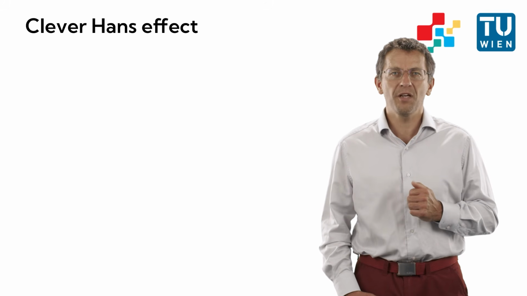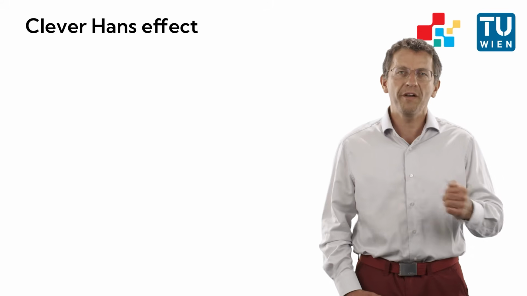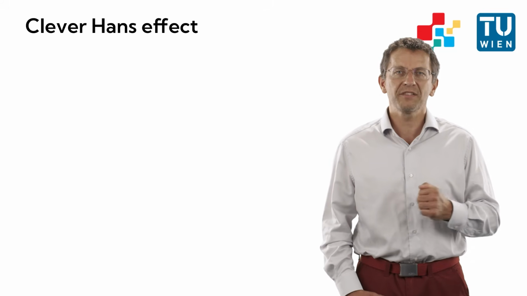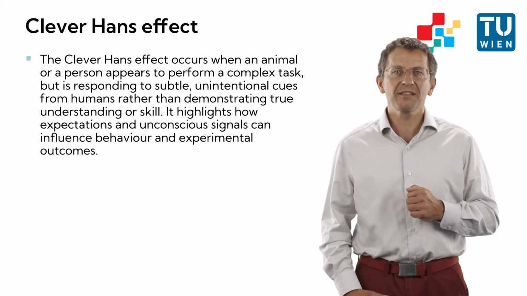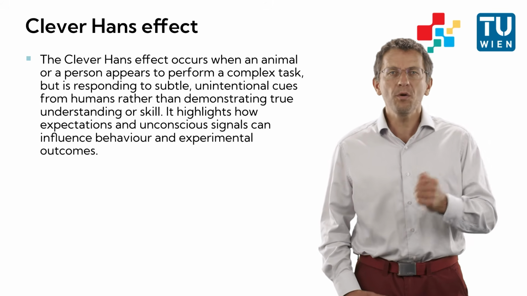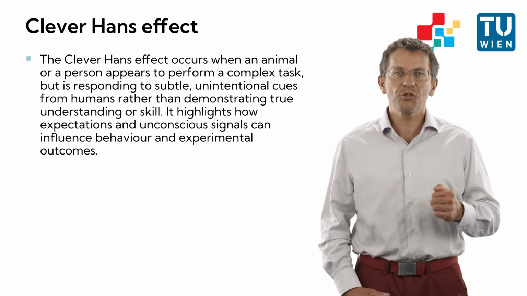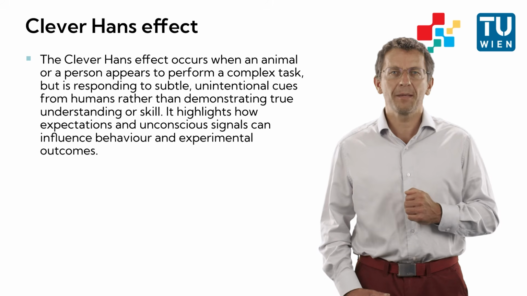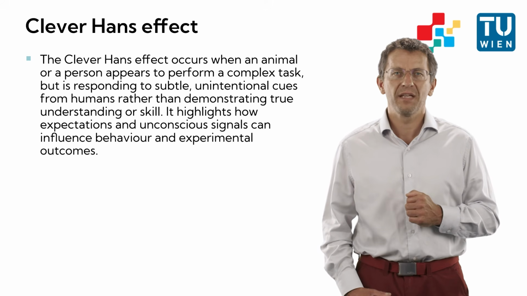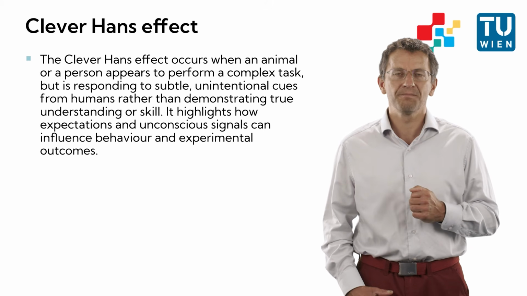Recognition of this striking phenomenon has had a large effect on experimental design and methodology for all experiments whatsoever, involving sentient subjects, including humans. The Clever Hans effect occurs when an animal or person appears to perform a complex task, but is actually responding to subtle, unintentional cues from humans rather than demonstrating true understanding or skill. It highlights how expectations and unconscious signals can influence behavior and experimental outcomes.